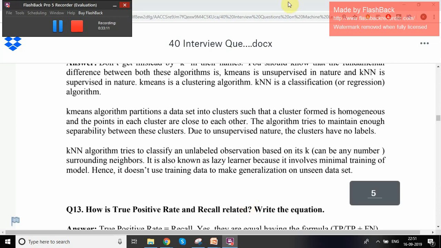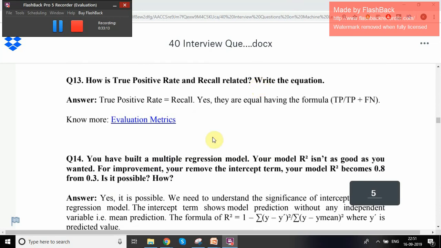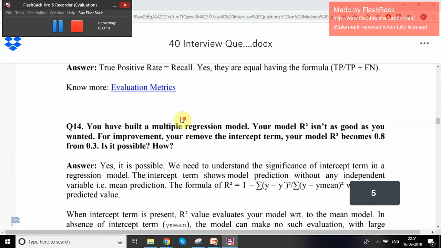How are true positive rate and recall related? I think we have to take it up and read. We'll get to know about this in the next session.